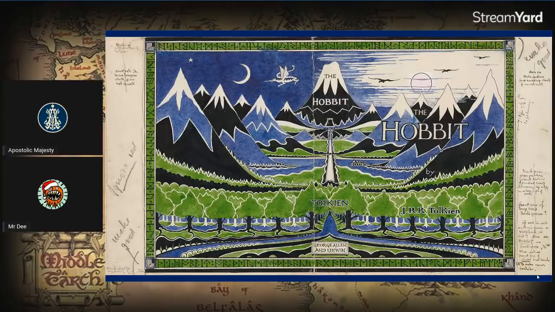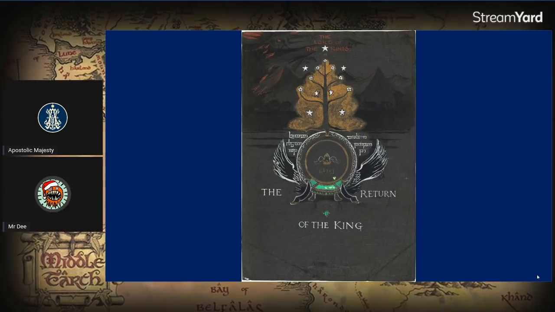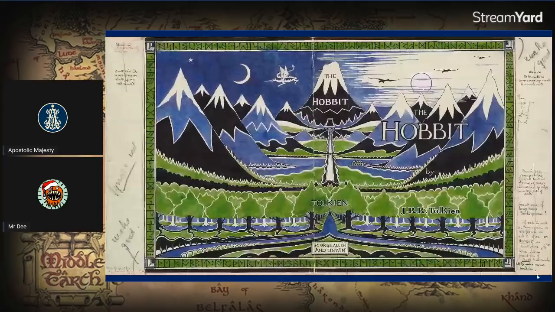So first of all, The Hobbit. Yeah, so I sort of ended with these. These are the cover designs that Tolkien made for The Hobbit and for the three books of The Lord of the Rings. The most realized one, of course, is this one of The Hobbit, where he's literally conceived of how the spine will work with the design.